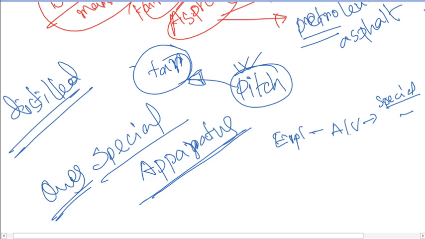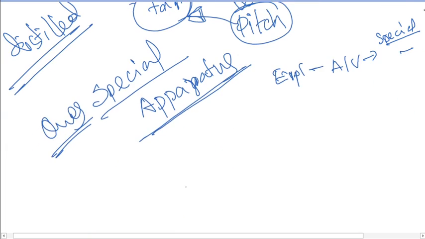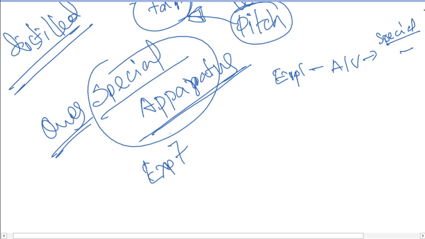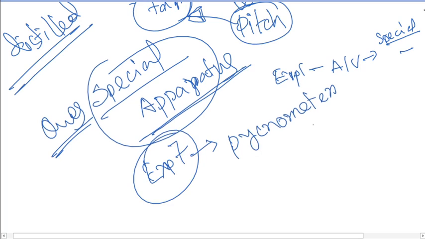So in this case as well, for our semi-solid bituminous material specific gravity test, experiment number 7, our special apparatus is the pycnometer that we will be using. I think you might have become acquainted with this pycnometer by this time if you have conducted or learned about the soil mechanics lab.